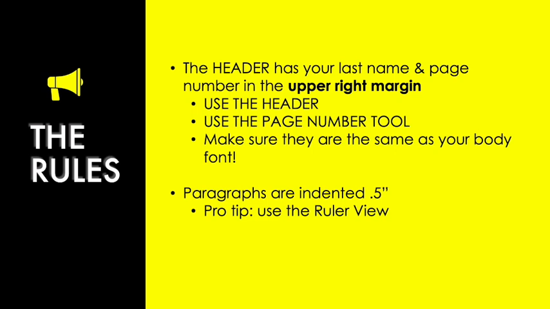So, the header has your last name and the page number, and that goes in the upper right margin. The last name and page number appear on every page. Use the page number tool. Do not manually type in the page numbers. Again, that's another thing that if you were typing it on a typewriter, you would have to, but we live in the future, and in the future, you no longer have to manually number your pages. So I'll show you how to get to that tool in Word as well.